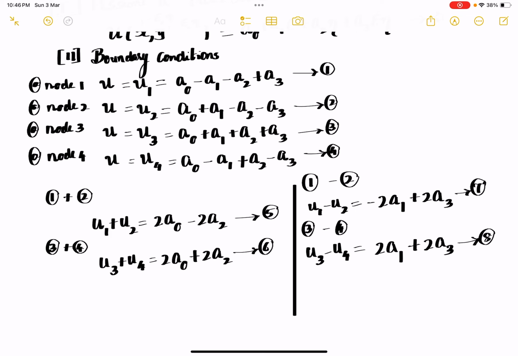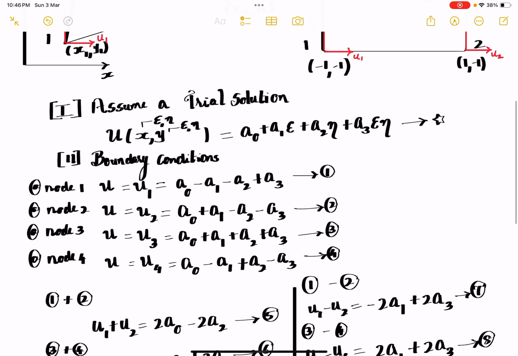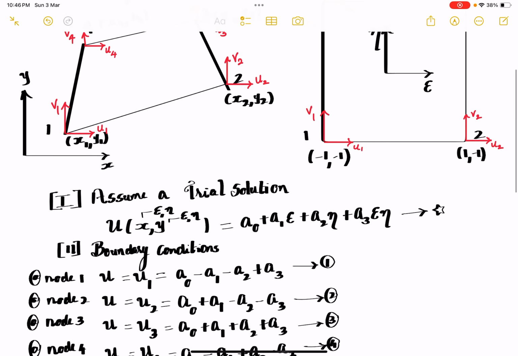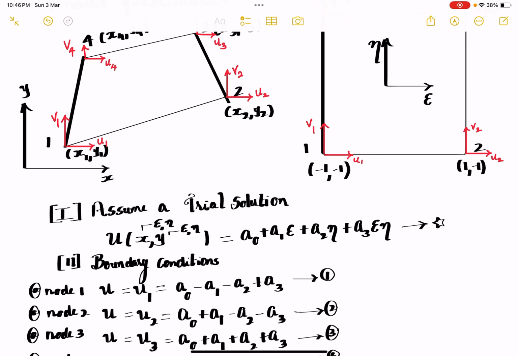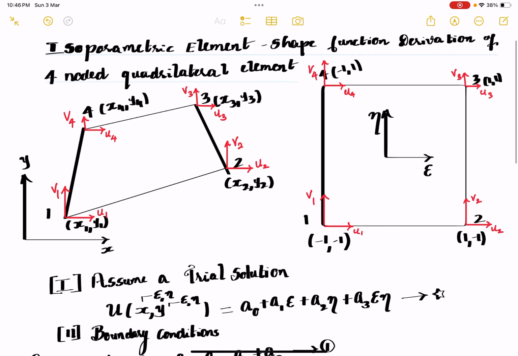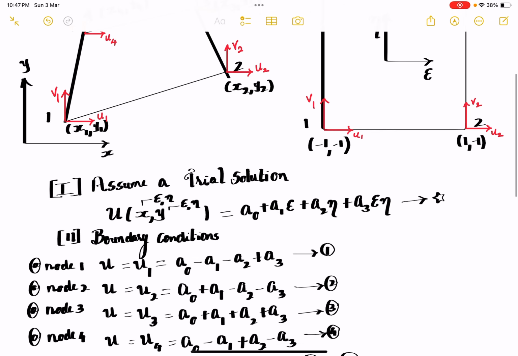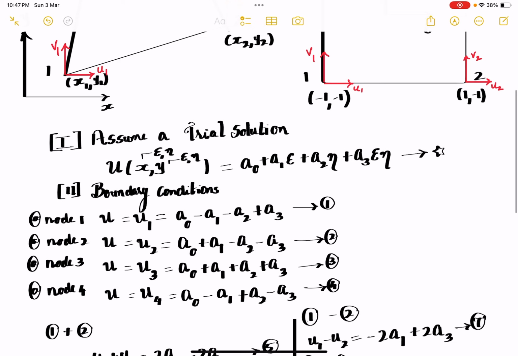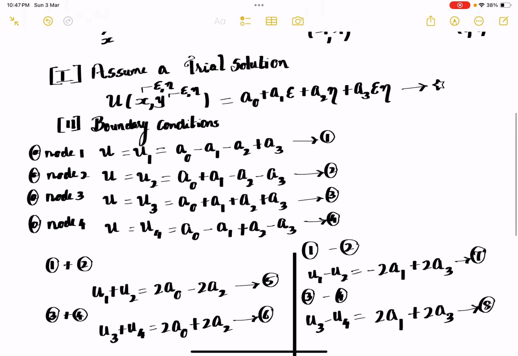Now, so far, what we have done, we have assumed a trial solution. That is step number 1. You call it the star equation. Step number 2, you apply the boundary conditions. At epsilon minus 1, eta minus 1, the value of u is u1. Similarly, at nodal point number 2, it is u2. At nodal point number 3, it is u3. At nodal point number 4, it is u4. If you apply these 4 boundary conditions on the star equation, you get 4 equations. Now, we are going to solve the 4 equations.